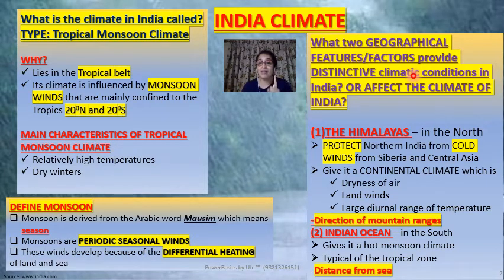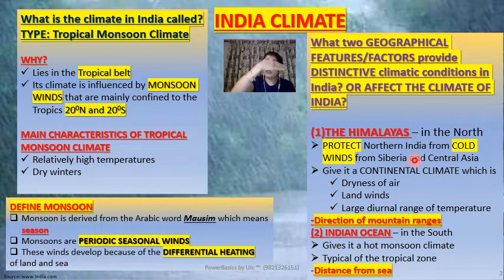One is the Himalayas in the north. They protect northern India from the cold winds from Siberia and Central Asia. The Himalayas are a barrier. They protect North India from these cold winds that can blow from Siberia and Central Asia. They give it a continental climate, which is dryness of air, land winds, and large diurnal range of temperature. You've learnt about this in 9th standard with me. What is the diurnal range of temperature?